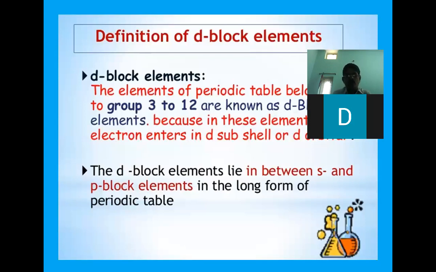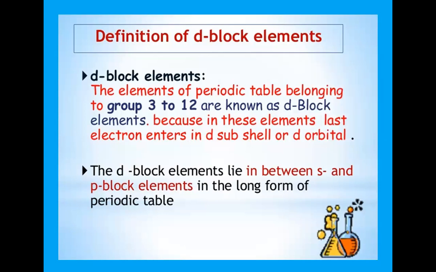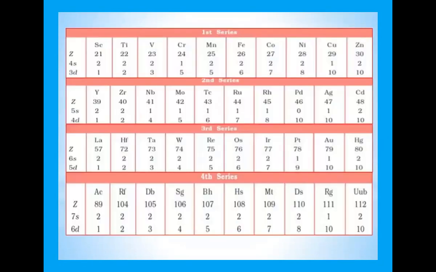Then, what is the definition of D block element? The elements of the periodic table belonging to group 3 to group 12 are known as D block elements, because in these elements, the last electron enters a D subshell or a D orbital. The D block elements are those where the last electron enters into the D subshell.